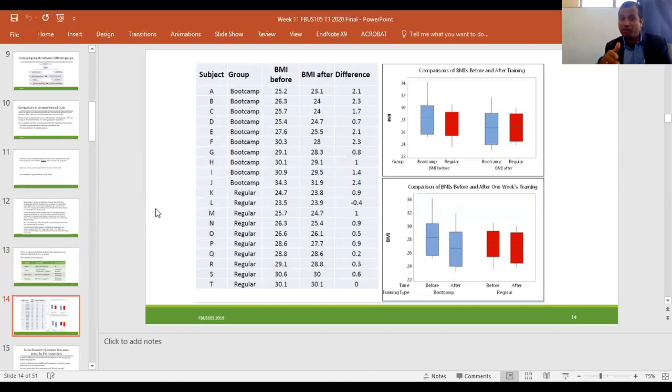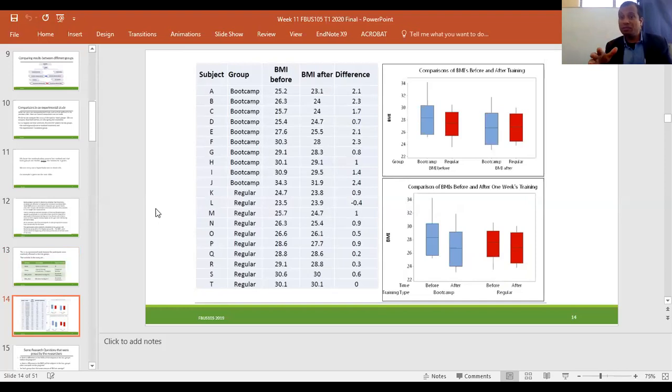BMI before and BMI after. How many participants are there? 20. Out of 20, two different groups of equal participants. So 10 are in the boot camp, those given this sort of training program at the gym, whereas the other 10, from K to T, are the people who have not received any special treatment. So they are in the control group.